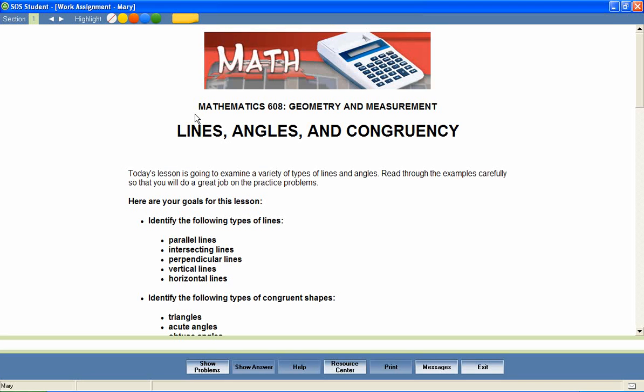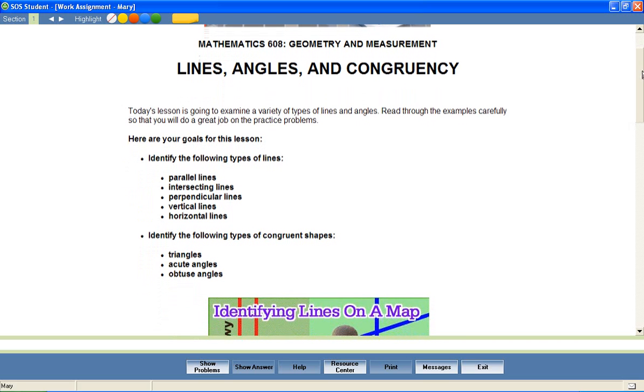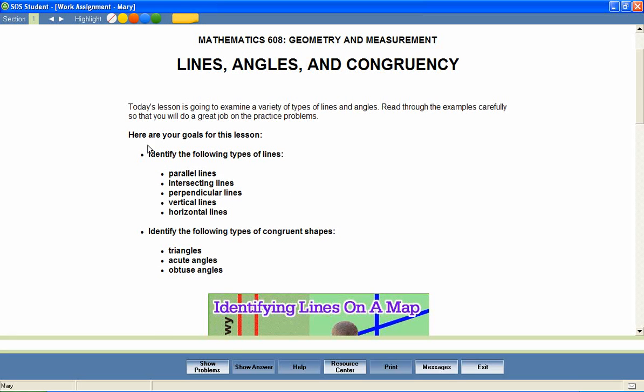In a unit entitled Geometry and Measurement, let's look at a lesson called Lines, Angles, and Congruency. Most Switched On Schoolhouse lessons begin with a brief introduction and a list of objectives for the lesson. These objectives help students stay focused on important lesson content and provide parents with an effective way to measure mastery of lesson content.